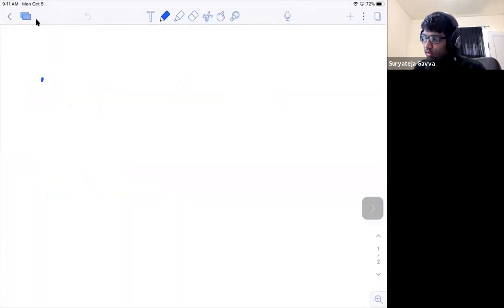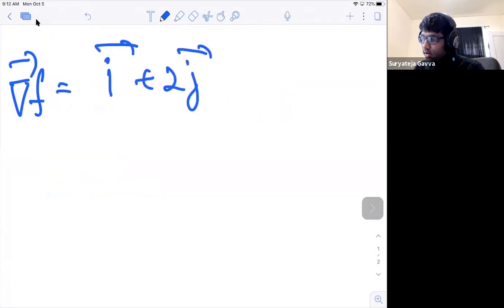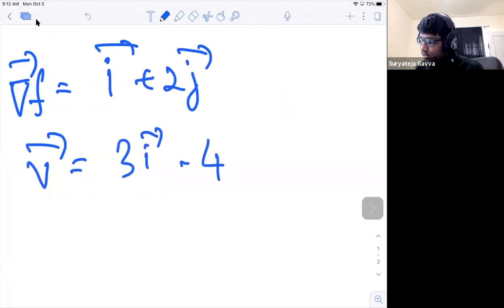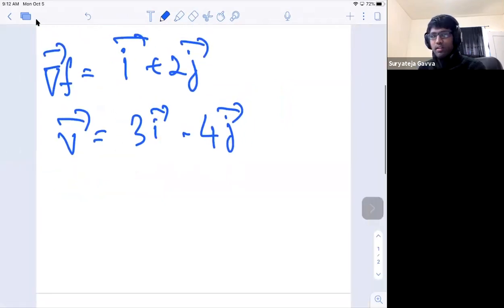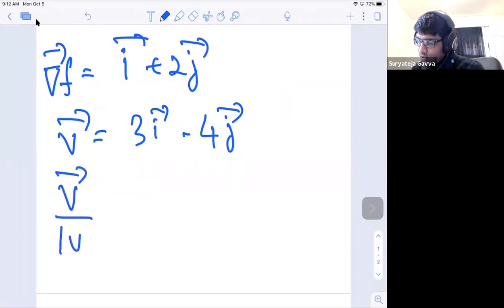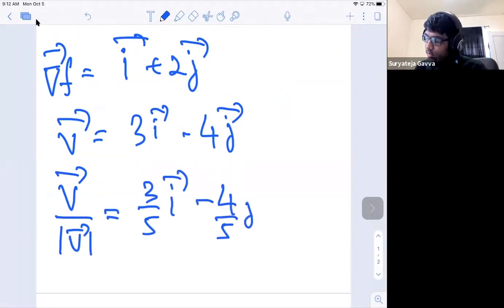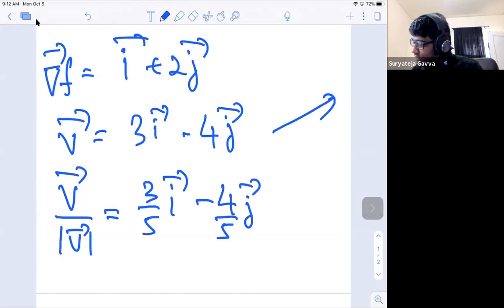Gradient f turned out to be 1i plus 2j. v was nothing but 3i minus 4j. Typically when you take derivatives, you'd want to take just the direction of it. So the direction of this would be 3 over 5 i minus 4 over 5 j. This is the vector that gives just the direction, which means it should be a unit vector. So you're dividing by the magnitude.